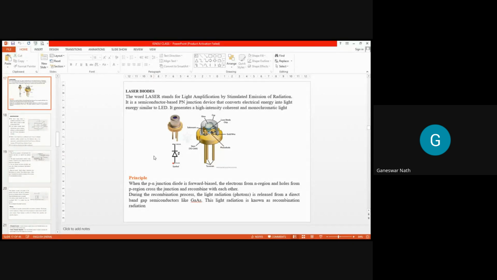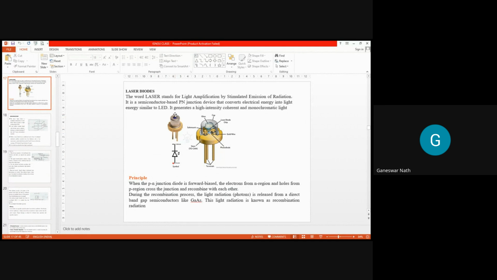The laser diode generates high intensity, coherent and monochromatic light. But if we go to the LED, it simply emits light due to the recombination of electron and hole. The laser diode generates a high intensity coherent beam of monochromatic light. And you can see the first symbol here.